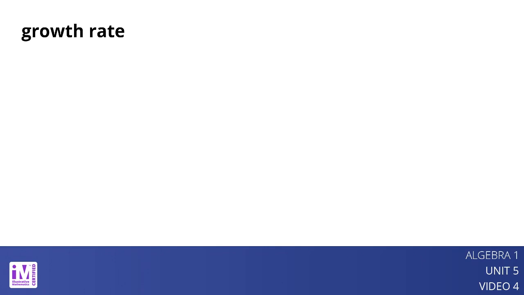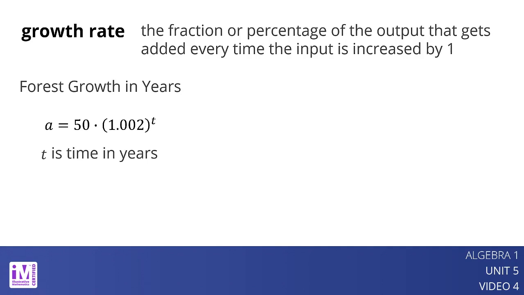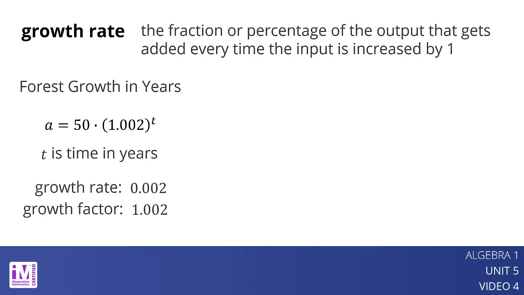In an exponential function, the growth rate is the fraction or percentage of the output that gets added every time the input is increased by 1. Suppose the area, represented by A, covered by a forest, is currently 50 square miles, and it is growing by 0.2% each year. If T represents time from now in years, we can express the area of the forest as A equals 50 times 1.002 to the T. In this situation, the growth rate is 0.002 and the growth factor is 1.002.